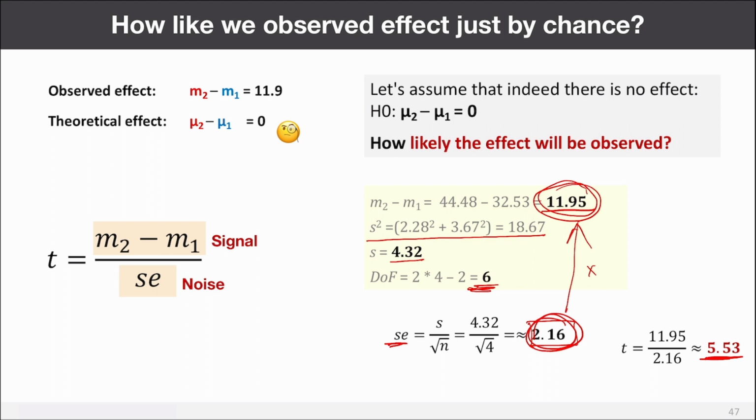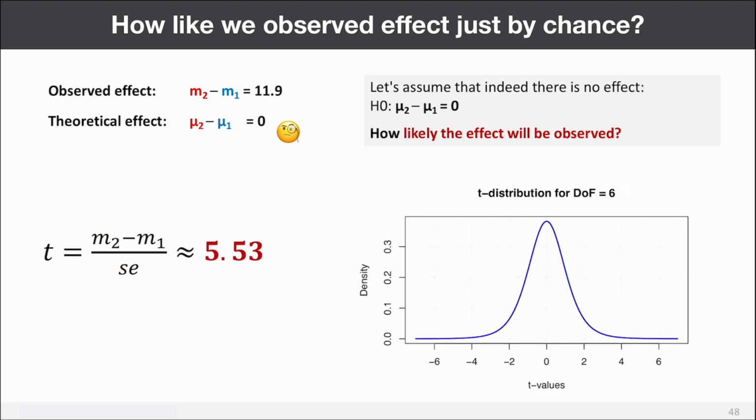It's very unlikely to see t-scores equal to 5.5. But how likely? Well, this is the distribution of all possible t-scores if the null hypothesis is true and if degrees of freedom is 6, right? So you can see that a lot of things are possible. -2 is possible, +2 is possible, 4 is possible, -4 is possible, and so on. We are here. So this is our t-score that we observe, 5.53.